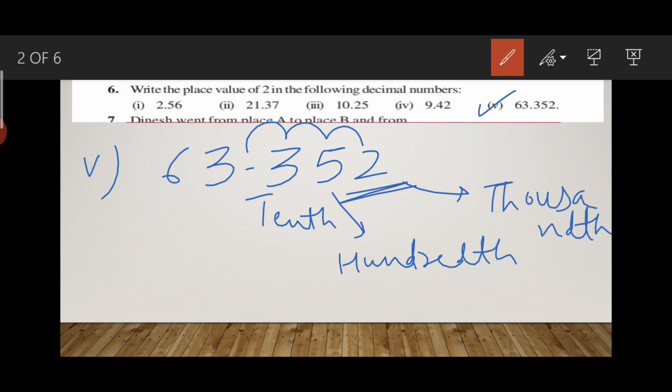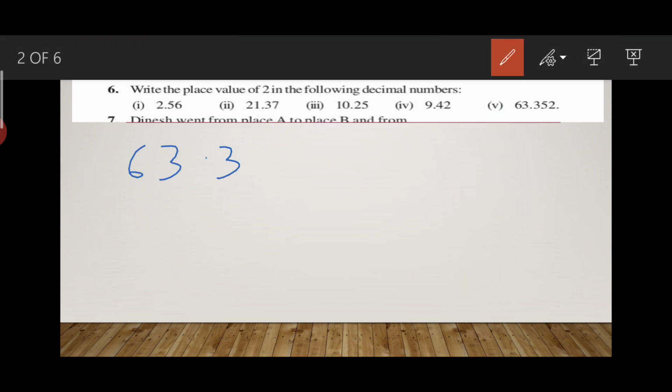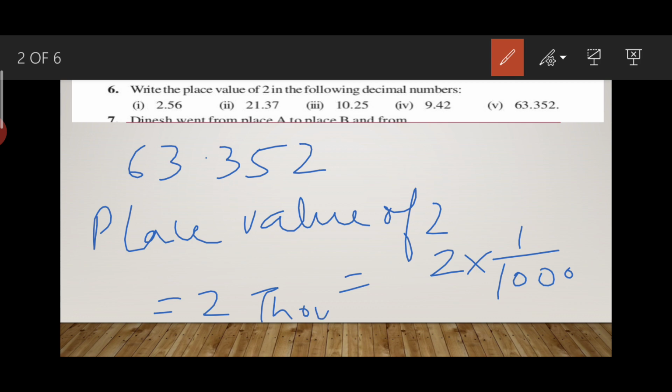So how will you write it? You have to write 63.352, place value of 2 is equal to 2 into 1 upon, as you can see, 2 is at the third position from the decimal, so you will place 3 zeros here. So what will you write? 2000th. You have to place th after it. So this was about question number 6, and the rest of the parts, that is the third and fourth part, you have to do by yourself.